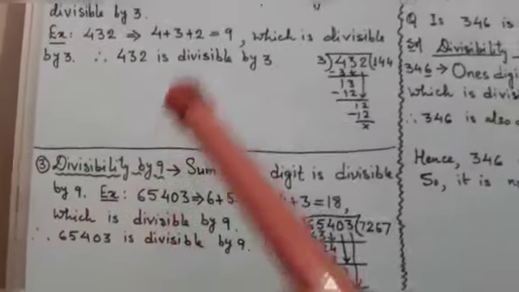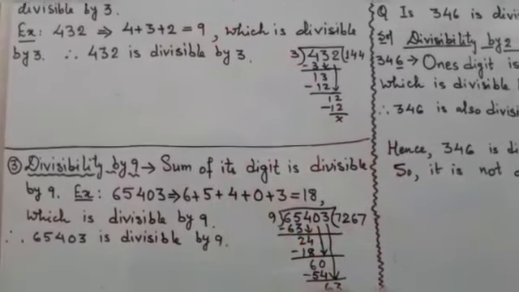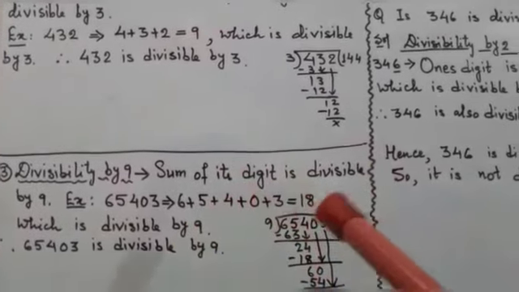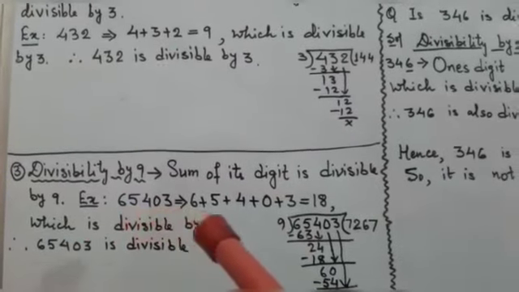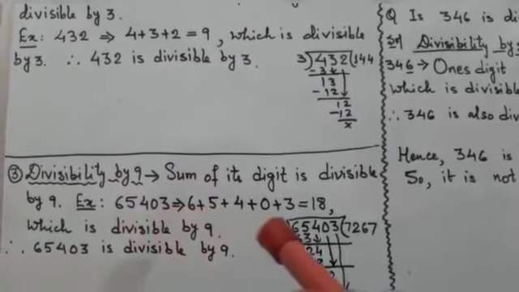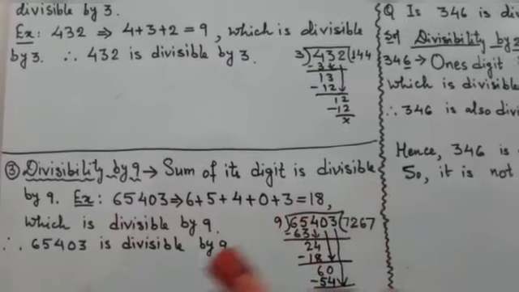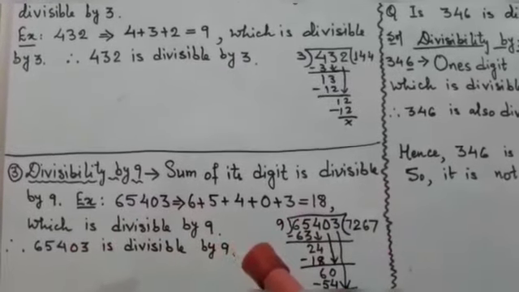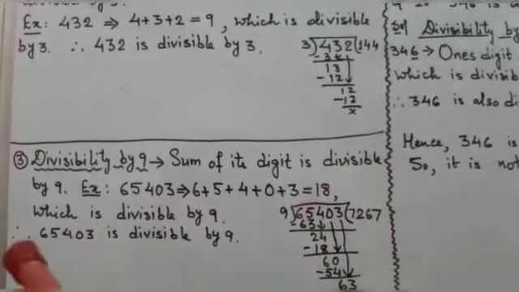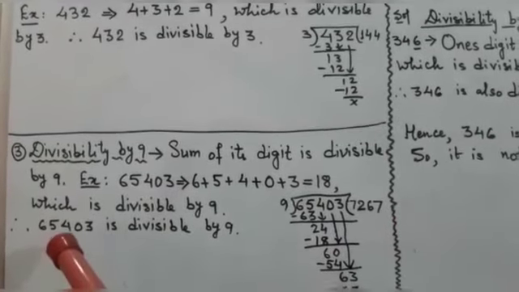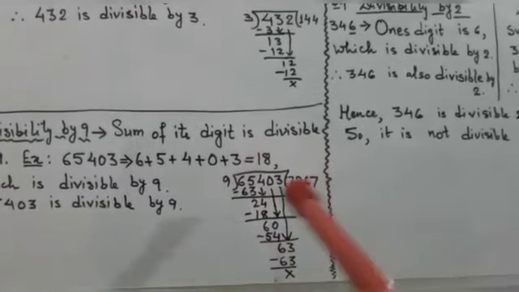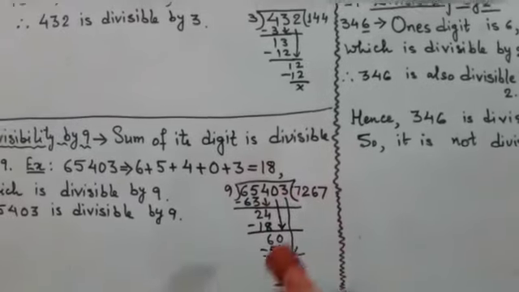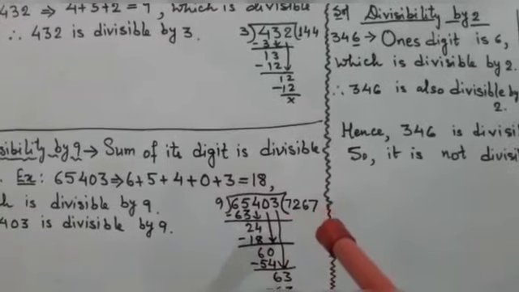Divisibility by 9. The tests for 3 and 9 are the same: the sum of its digits is divisible by 9. Example: 65,403. We add all the digits and get 18, which is divisible by 9, since 9 twos are 18. Therefore, we can say that 65,403 is divisible by 9. And I have done the division also. There is no remainder. The quotient is 7267.